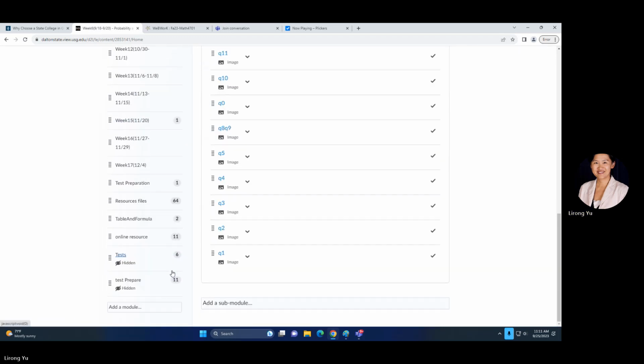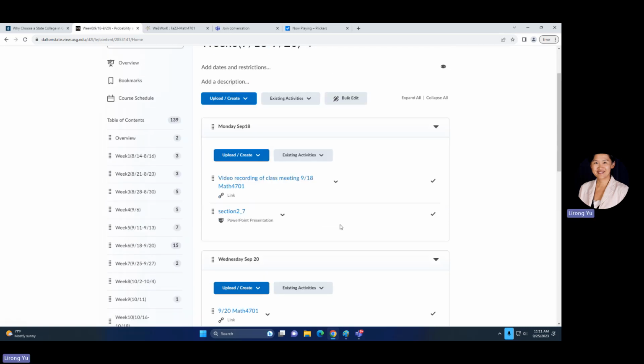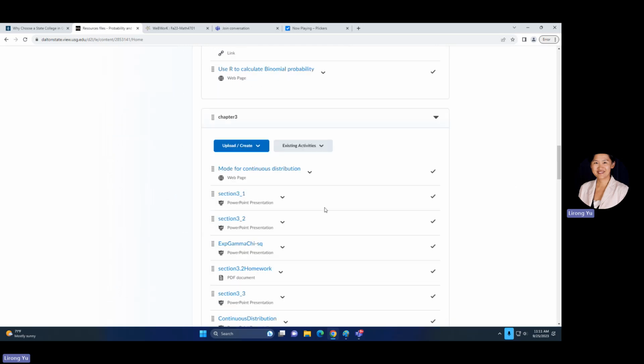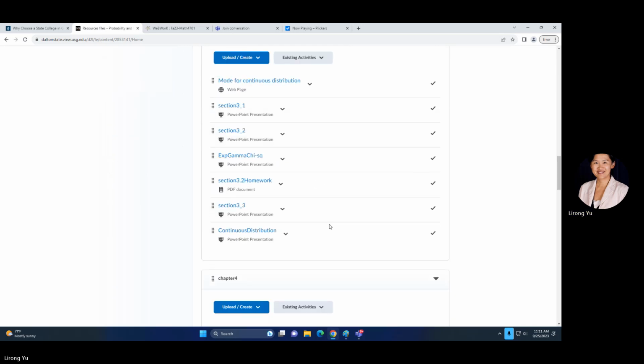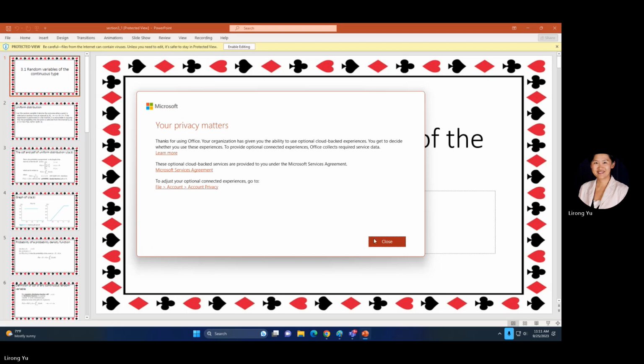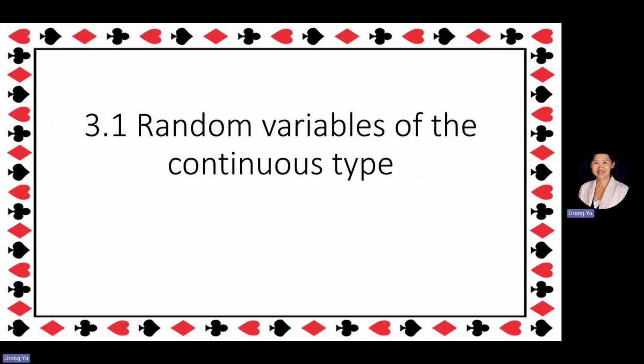So today, let's start a little bit on chapter 3. We're moving on to continuous distribution. All right, chapter 3, we're going to work on continuous distribution.